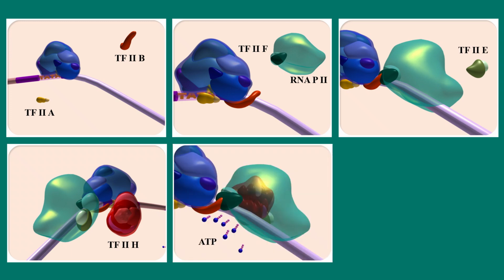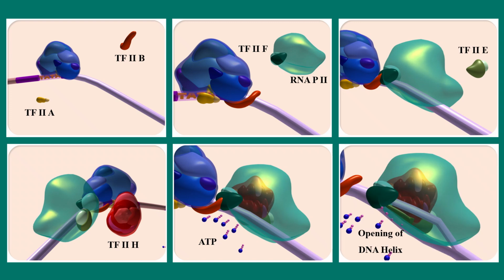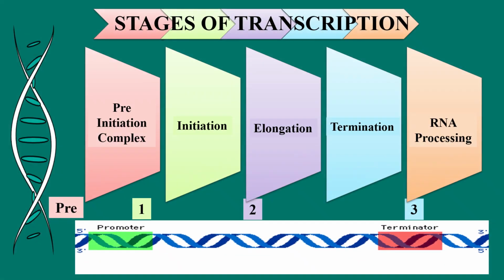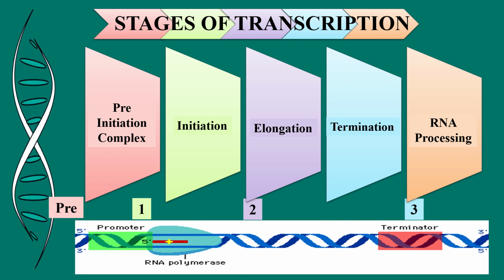After all these transcription factors bind, transcription factor 2D, 2A, B, F, E, and H together with the RNA polymerase, there is the formation of the preinitiation complex. Now after the formation of the preinitiation complex, it will unwind the DNA. For the unwinding of the DNA, it requires the presence of ATP. After the utilization of the ATP, it opens up the DNA helix. When the DNA double helix opens up, the process of initiation starts. Now let's proceed with the second step, that is the initiation.